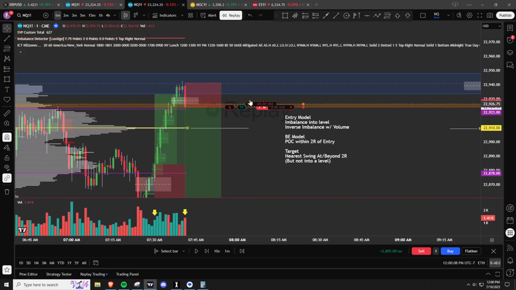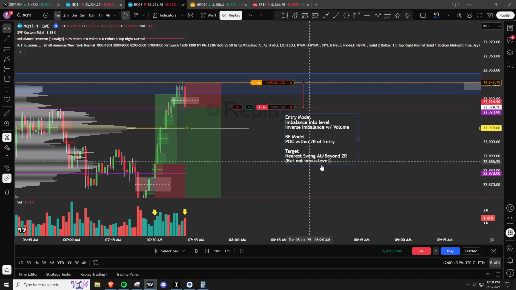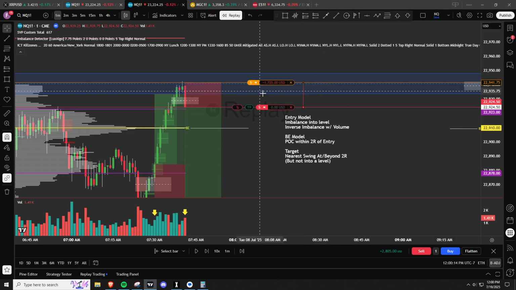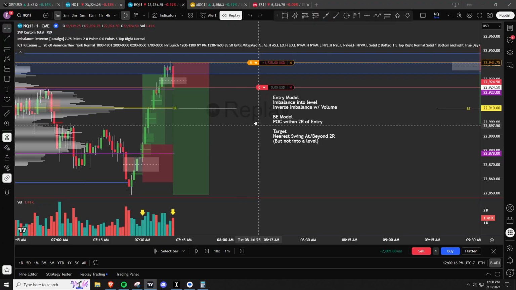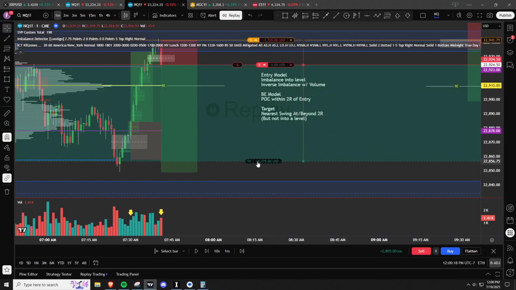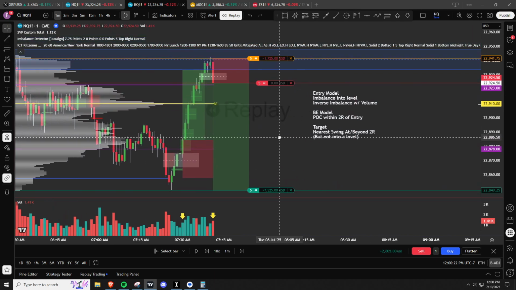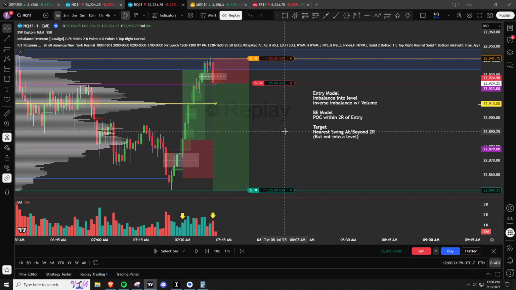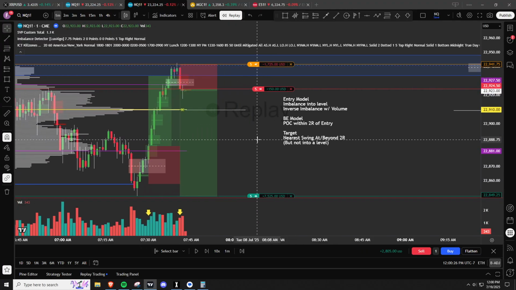Again, we want to risk $150 on MNQ, which is going to be represented by $1,500 on the NASDAQ because it's 10 times the size. Our target is going to be down here. This is going to be a 4.4R trade. Our break even is going to be in the same spot as our first trade.